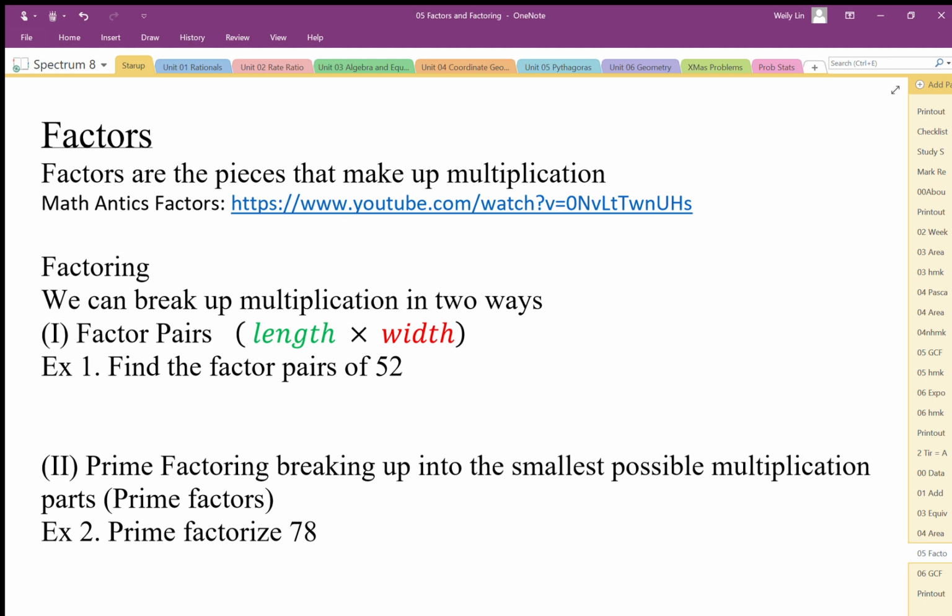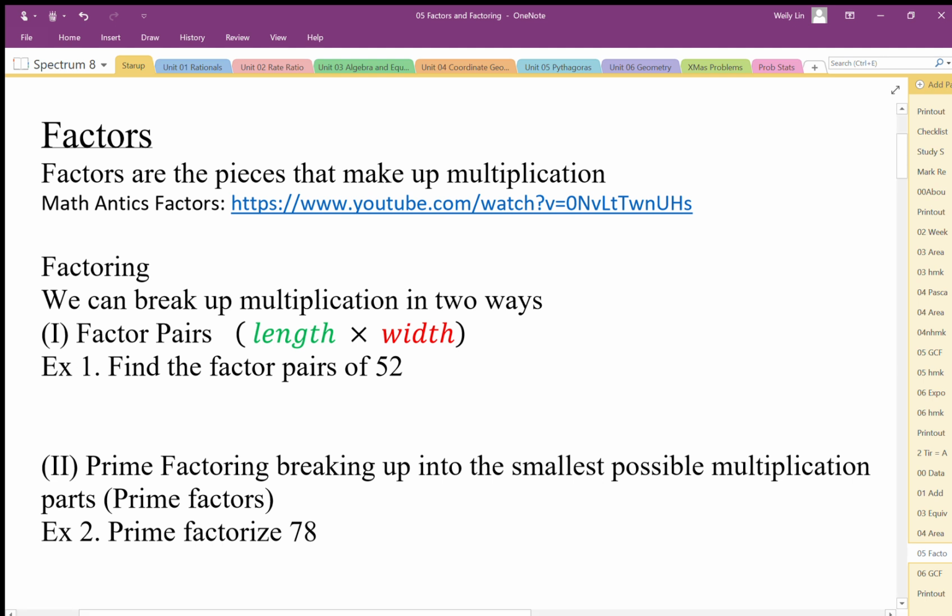So factoring is when we can break up numbers in terms of their multiplication pieces. It's really important to be able to factor because that's the building blocks of all numbers. We can do it two ways. One is factor pairs, where we can break things up into length and width. So we just have pairs.